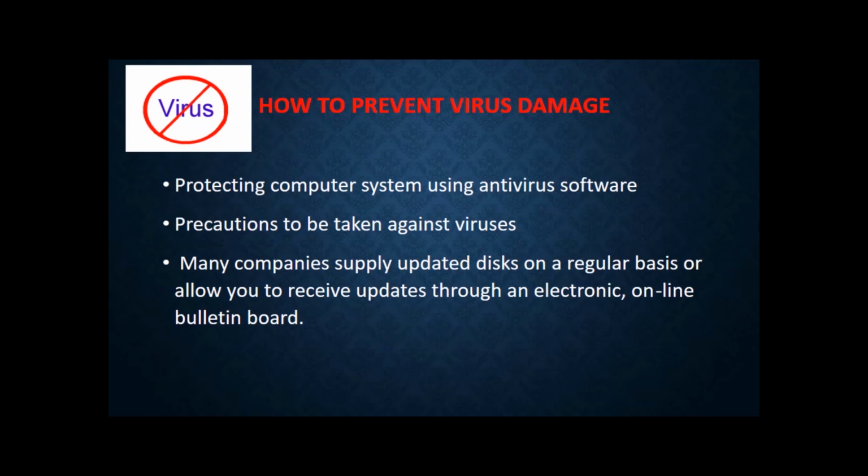How to prevent virus damage? The very easy way of protecting your computer system is by using antivirus software. That way you'll protect your system from viruses. Then take precautions against viruses. Many companies supply updated disks on a regular basis or allow you to receive updates through an electronic or online bulletin board. If you keep on updating your antivirus software, you'll find it will be hard for a virus to infiltrate your system.